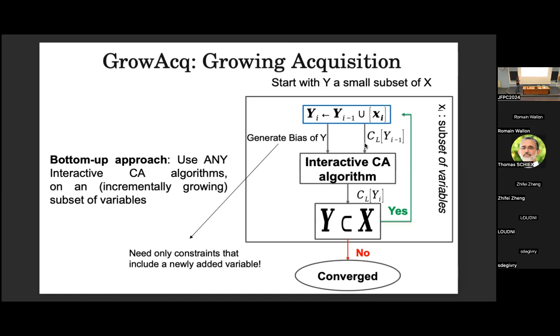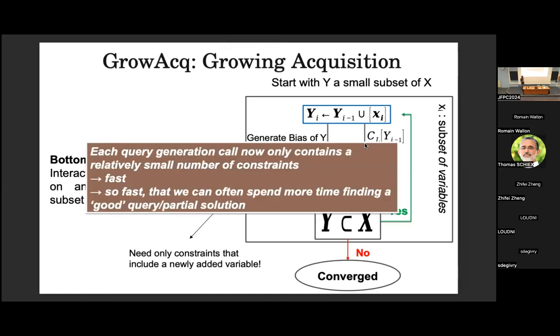But it also creates an opportunity. And the opportunity is that now each query generation call will have relatively few constraints. So it will be fairly fast, and it will actually be so fast that finding any query is easy. So let's spend more effort in finding a good solution. Okay, now that the bias is small enough, let's formulate what a good query is, and let's spend some computation time optimizing for the best possible query.